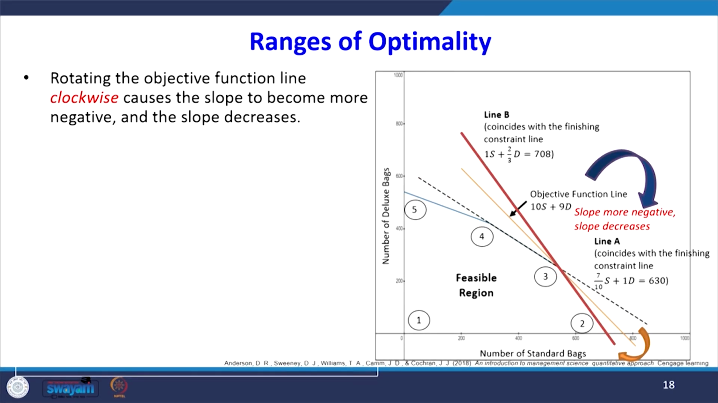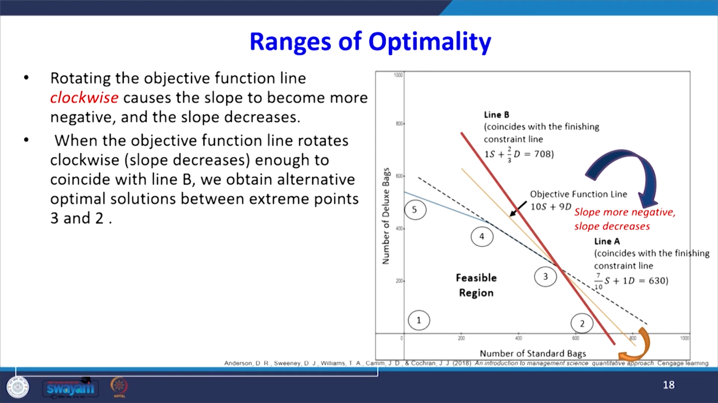Now, we will see the other case, rotating the objective function line clockwise. When the objective function line is rotated clockwise, it causes the slope to become more negative and the slope decreases. The slope will decrease enough to coincide with line B. What is line B? It is in the red color. With line B, we obtain alternate optimal solutions between 3 and 2.